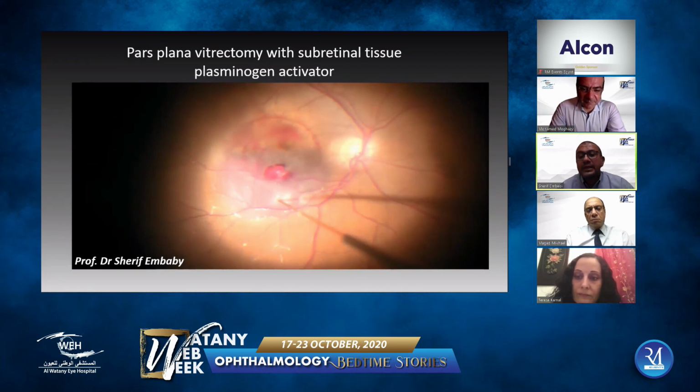And I did a complete fluid air exchange and put him on 20% SF6. So not a partial fluid air exchange as we do in cases of submacular hemorrhage with TPA, because usually we leave a space for the pocket to move. So what I did is a complete fluid air exchange, 20% SF6 infusion, and a face down position.